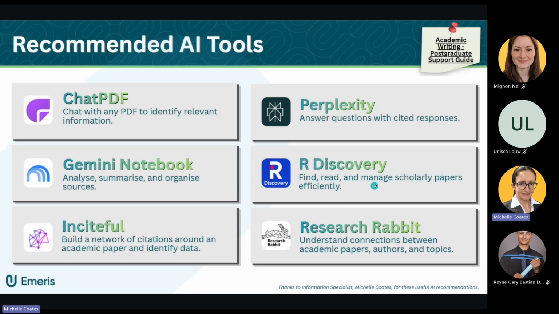R Discovery, as the word discovery suggests, you're trying to find scholarly papers. So it looks on all the open access databases and it tries to suggest something that is relevant to your specific topic. Okay, so please, play around with these, download the apps. R Discovery has a phone app. I mean, it's a cell phone app as well as just on the computer.